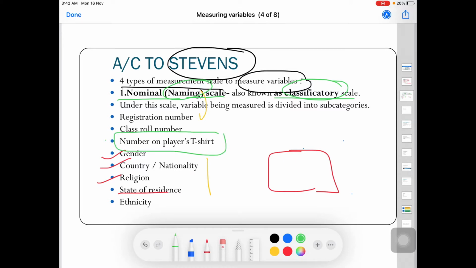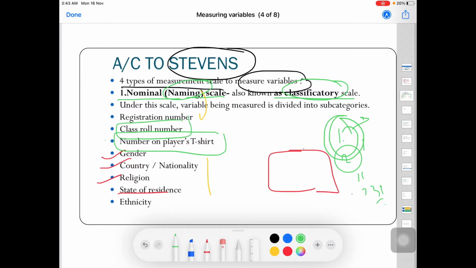So these are classifications under the naming or nominal scale. I will give an example of a cricket team. There are players, and each player has a jersey marked with some number. It can be 1, 2, 7, 11, 34. This number doesn't signify anything. It doesn't mean that the player who wears jersey number 1 will bat first; it has nothing to do with the sequence. So these values have no significance at all.